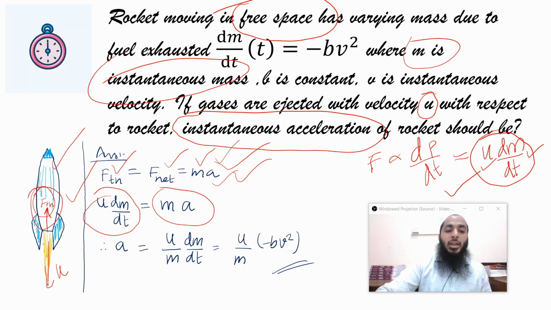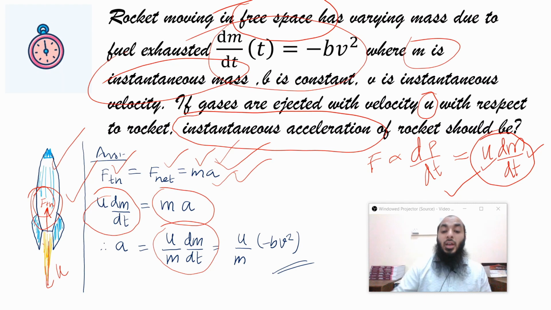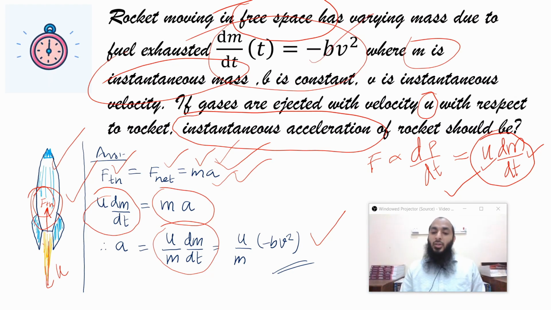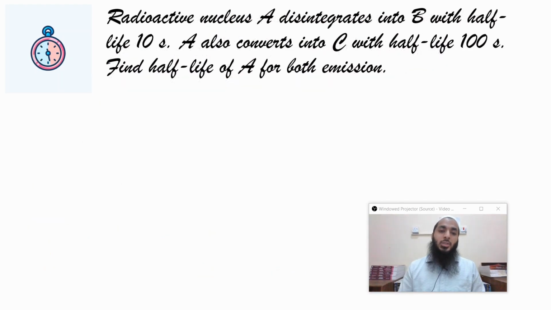You can rearrange: a is equal to u by m into dm by dt, but dm by dt is given here. So this is a very straightforward question, because you just have to substitute that. You don't have to integrate and find something else. Usually when students see such kind of data, they would assume that this requires integration and they'll leave it. Here there is no integration required. It's a direct substitution problem. Hope it's clear. Let's go to the next question.